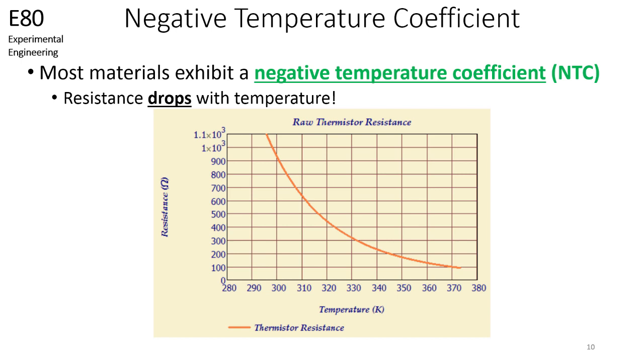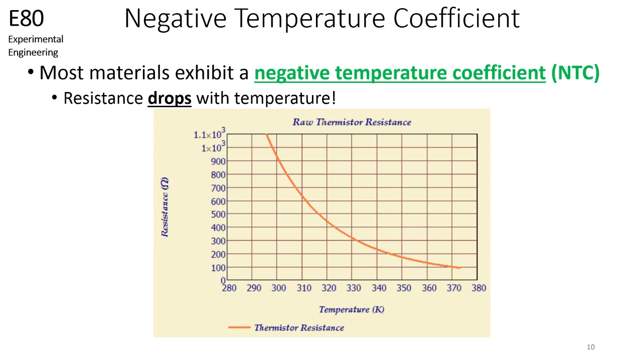Thermistors are typically specified as NTC or PTC. NTC means negative temperature coefficient. Most materials have a negative temperature coefficient and exhibit a drop in resistance as temperature is increased. The behavior of an NTC thermistor is shown in this graph. PTC means positive temperature coefficient. PTC materials have a resistance that increases with temperature.